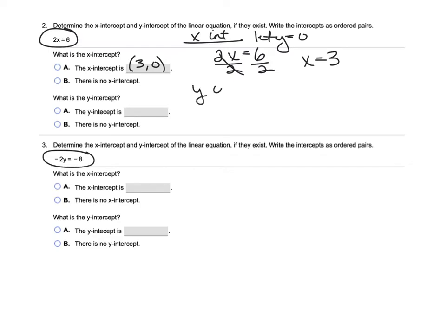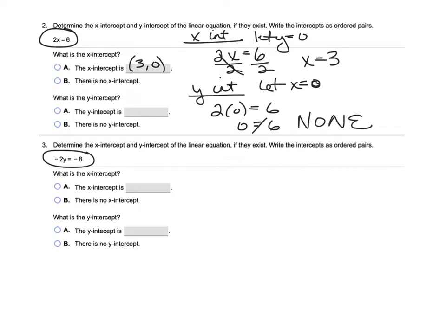Okay, let's find the y-intercept. Obviously, we let x be 0. Okay, if we plug it in, my function is 2 times x, so that would be 0. Plug in 0 and you get 0 equals 6. Okay, that makes no sense. So when this happens, that means there are none. So there are no y-intercepts. This is an example of a vertical line. So if you think about it, we have an x-intercept at x equals 3, but there is no y-intercept, so this is an example of a vertical line.